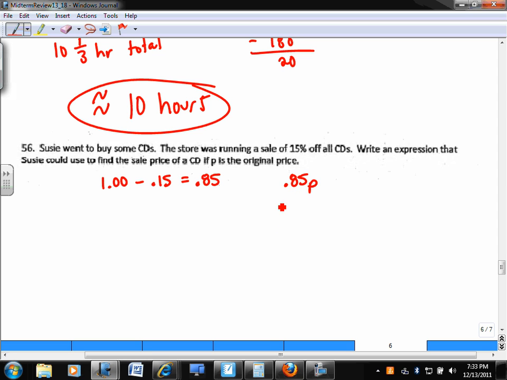That's how much the final price would be. Or she could have p minus 0.15p. The same idea. This is 1p minus 15% of what that p is. It is actually equal to 0.85p. But we only want an expression. So either one of these expressions is perfectly acceptable.